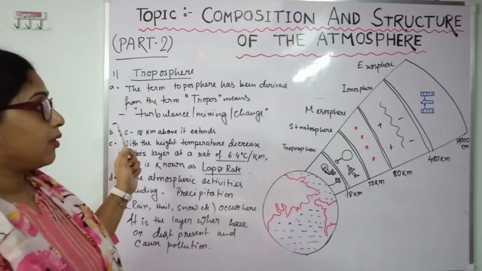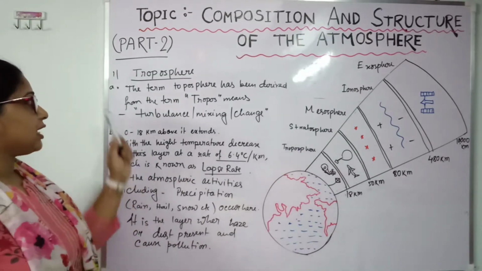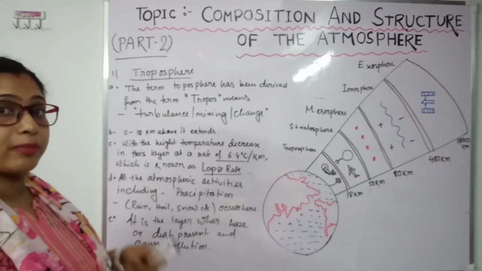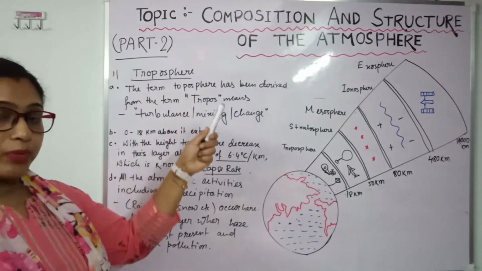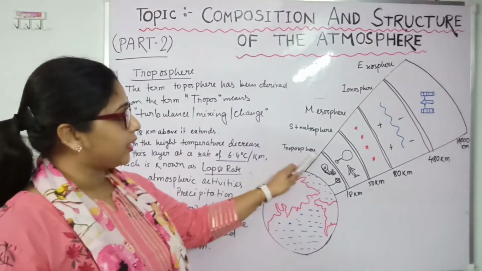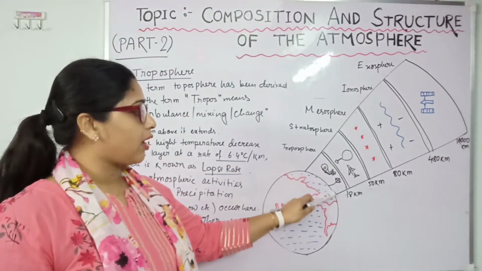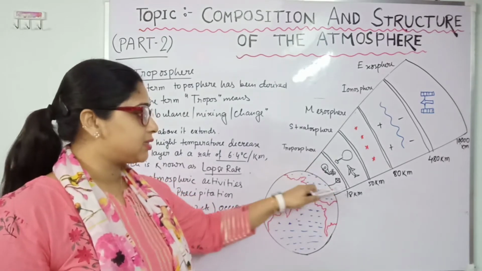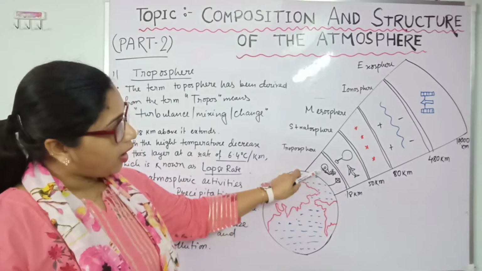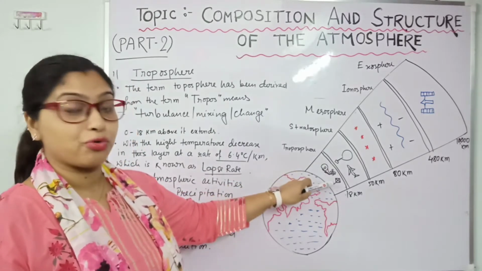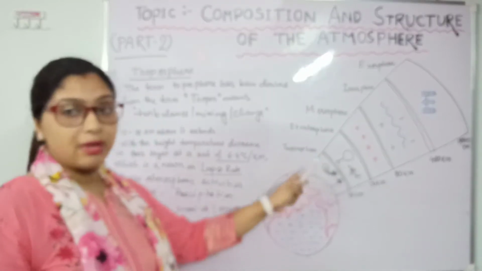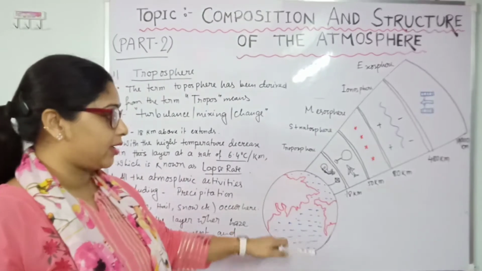Now students, I am going to tell you about the different characteristics of the lowest layer of the atmosphere, that is the troposphere. So this is the troposphere. You can see 0, this is the ground or the surface. From this it extends to 18 kilometers. Here I have tried to draw a helicopter and a kite. At this height we can see they move or fly.